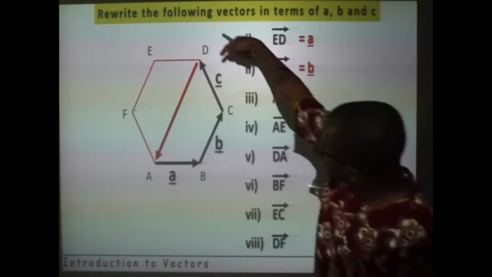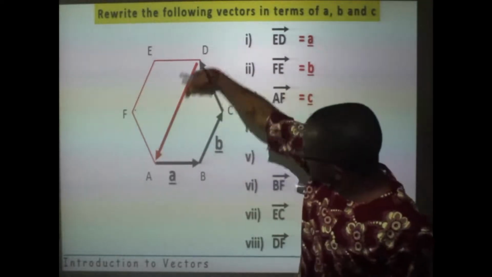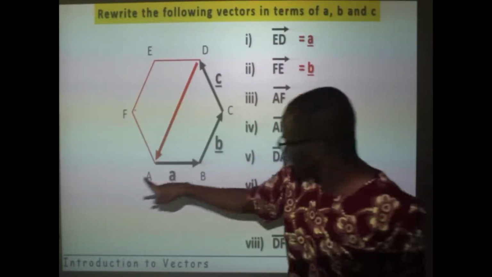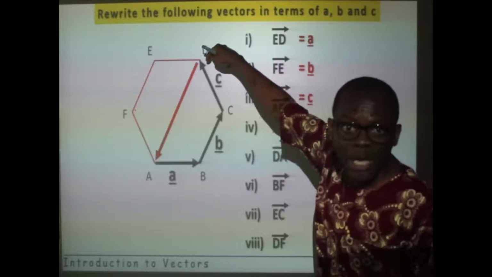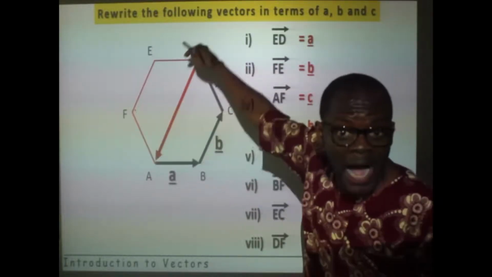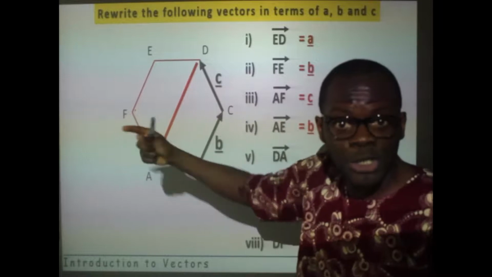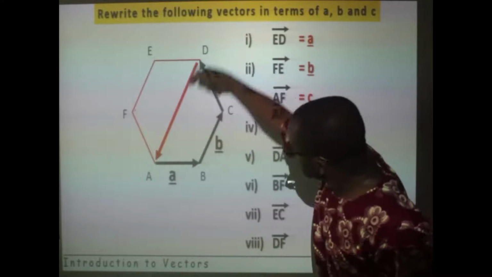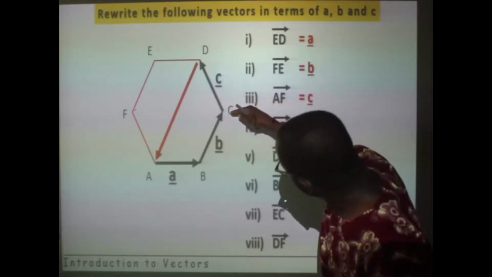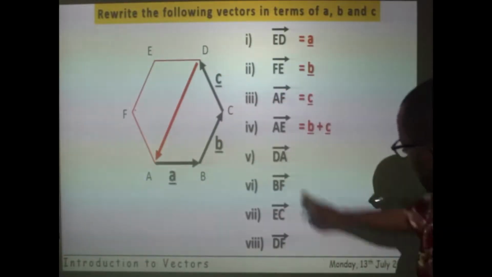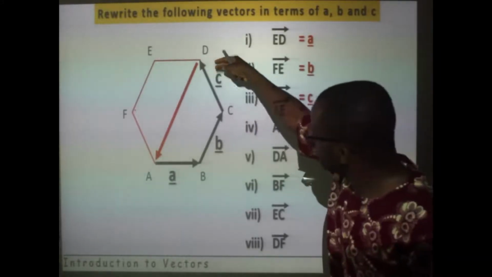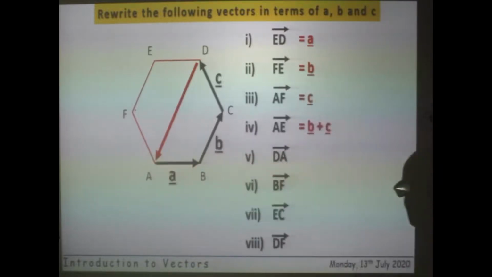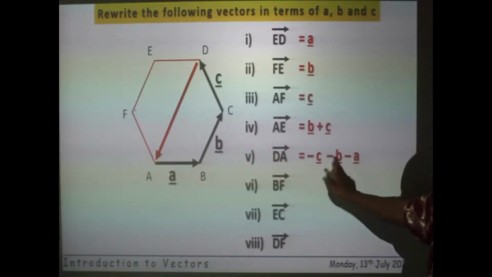DA. Right, now DA is the same as going from D to C, C to B, and then B to A. You're going in the opposite direction, so be mindful of that. Whenever you're going in the opposite direction, that will change the sign to negative. So take note. Going from D to A is the same as going from D to C, C to B, and then B to A. So DA will be, can you guess, minus C, minus B, minus A. Exactly. Minus C, minus B, and minus A.